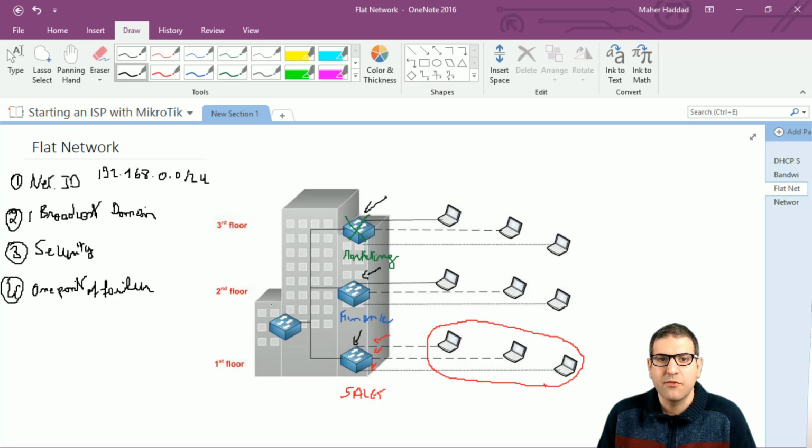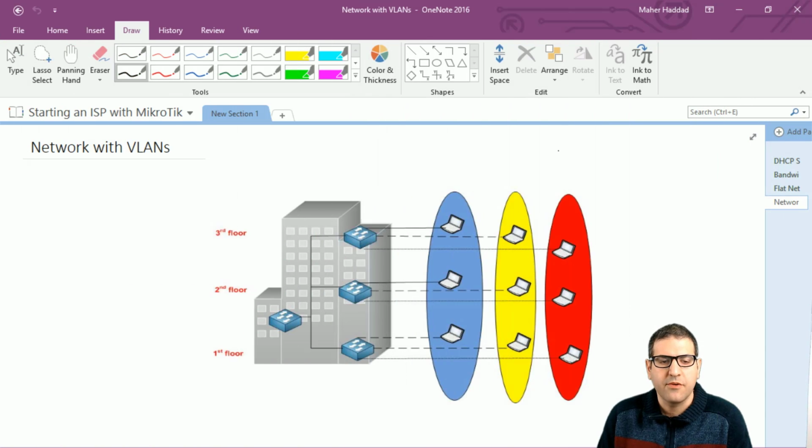So for this case, we need to have VLAN, and VLAN will solve all those problems that we just explained. Let me now show you, in case we have the same case and we apply VLAN, what will happen and how those problems will be solved. So here is our same scenario. We still have the headquarters, or the building, and those are the 3 switches connected to the main switch, and they have the users connected to each switch.